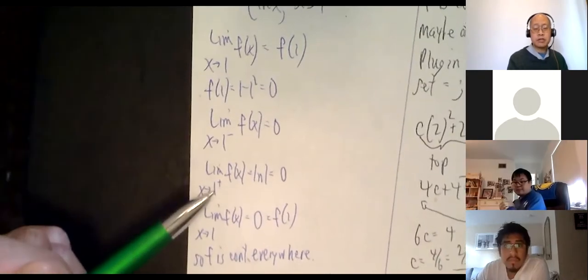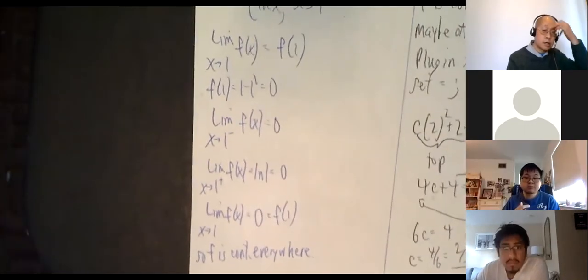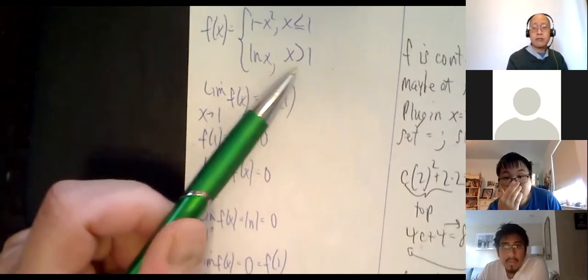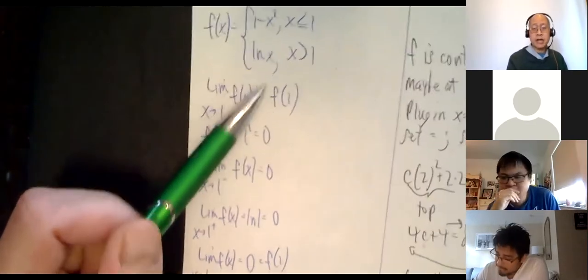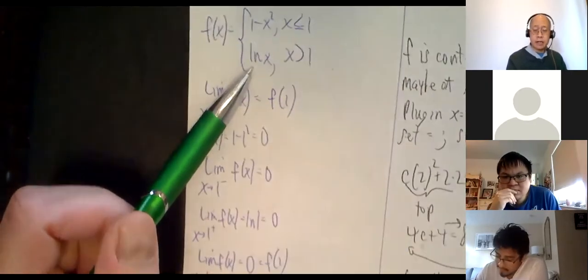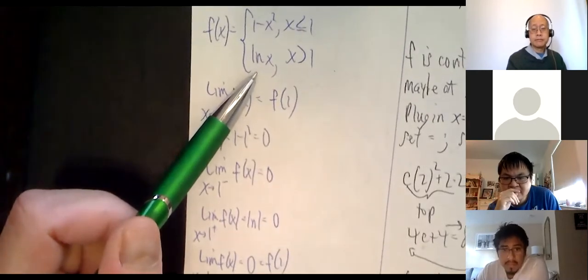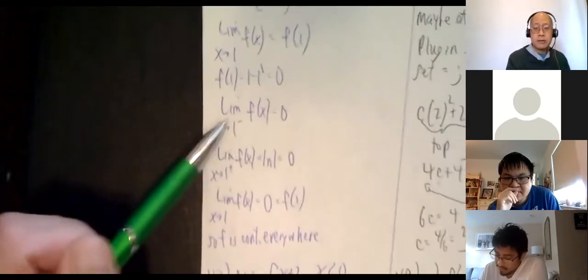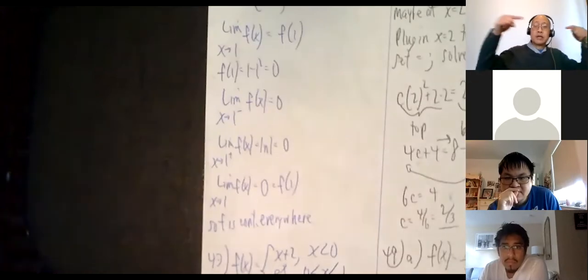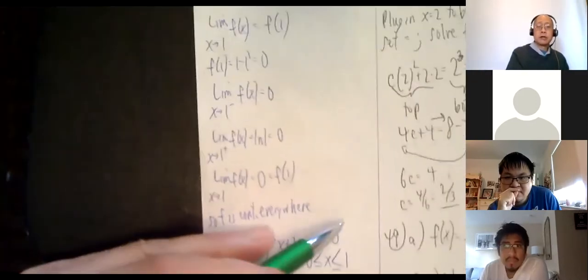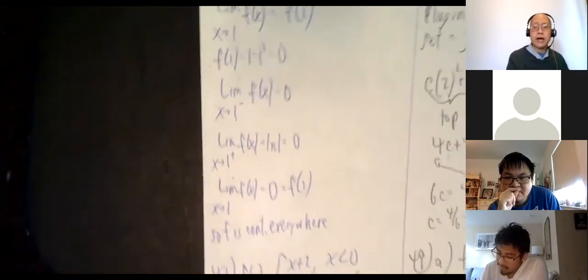What's the limit as x approaches 1 coming from the right? If I come from the right, I obey this rule. Plug in ln 1. ln 1 is 0. Okay, so the limit coming from the left is 0. The limit coming from the right is 0. That means I do have a two-sided limit, right?